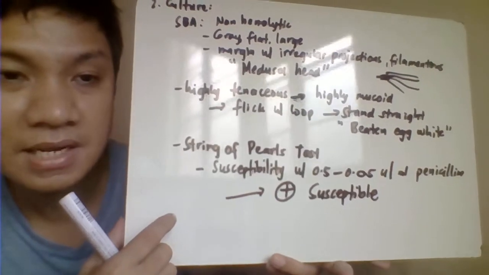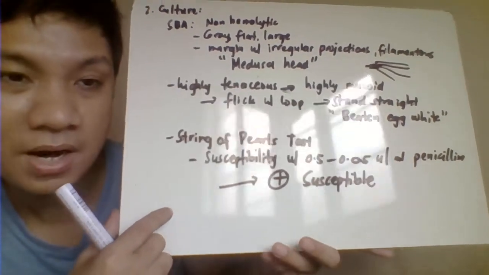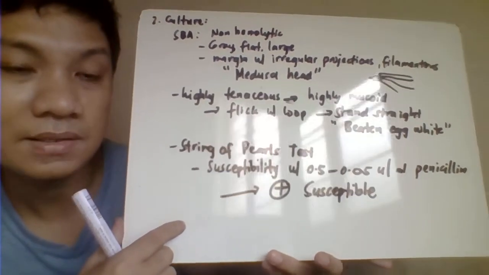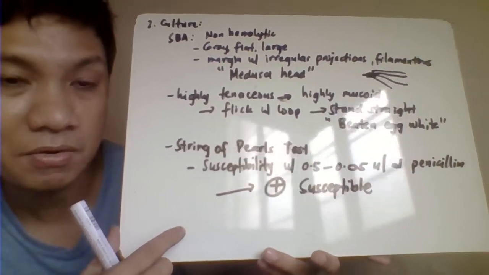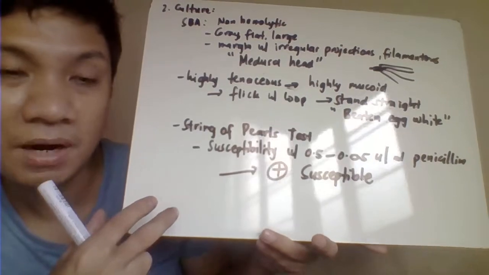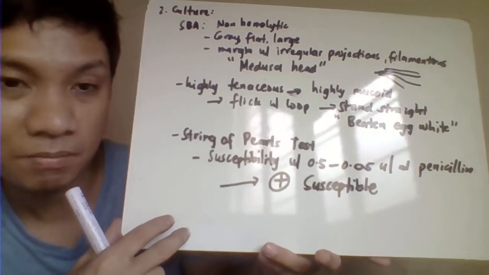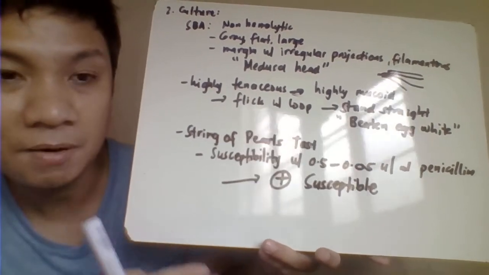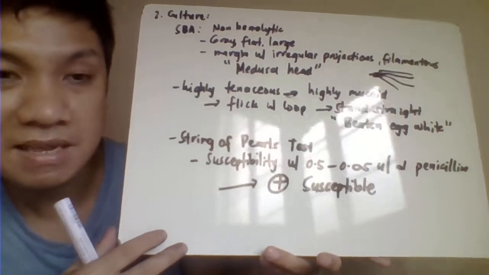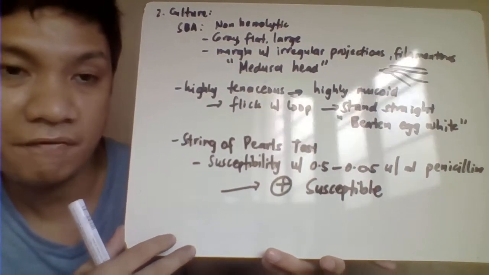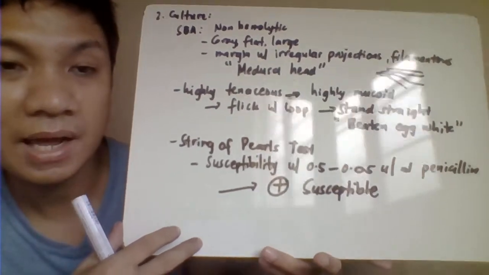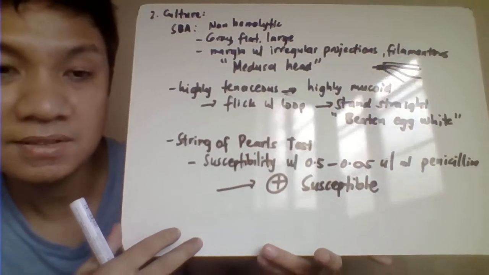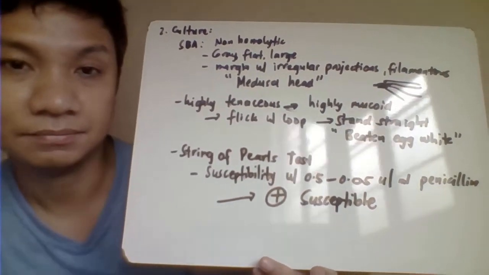Then we have the string of pearls test with penicillin susceptibility testing, with 0.05 to 0.5 unit per ml of penicillin antibiotic. On this one, Bacillus anthracis appears to be susceptible. Meaning to say, Bacillus anthracis is inhibited by 0.05 to 0.5 unit per ml of penicillin, and we consider that as effective against Bacillus anthracis.